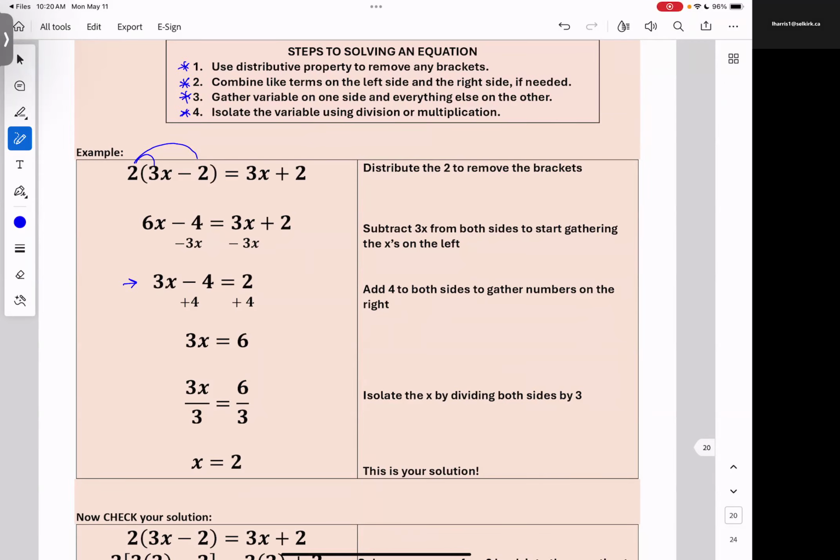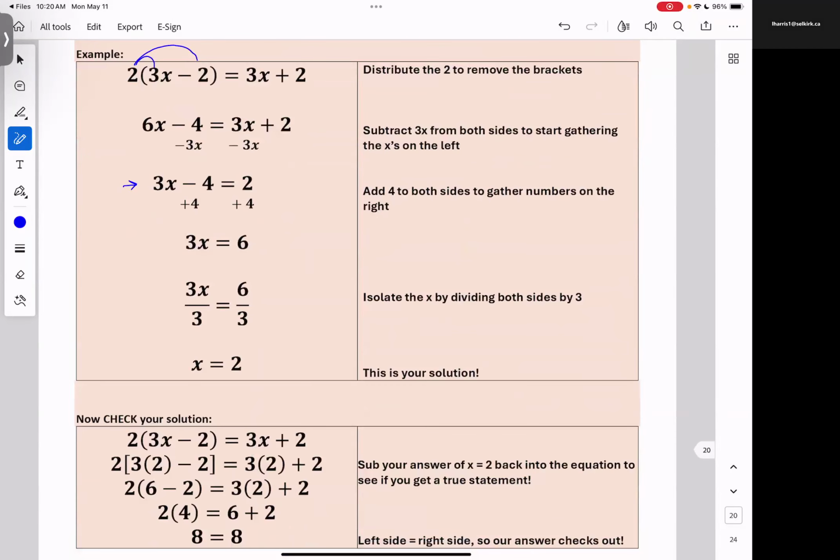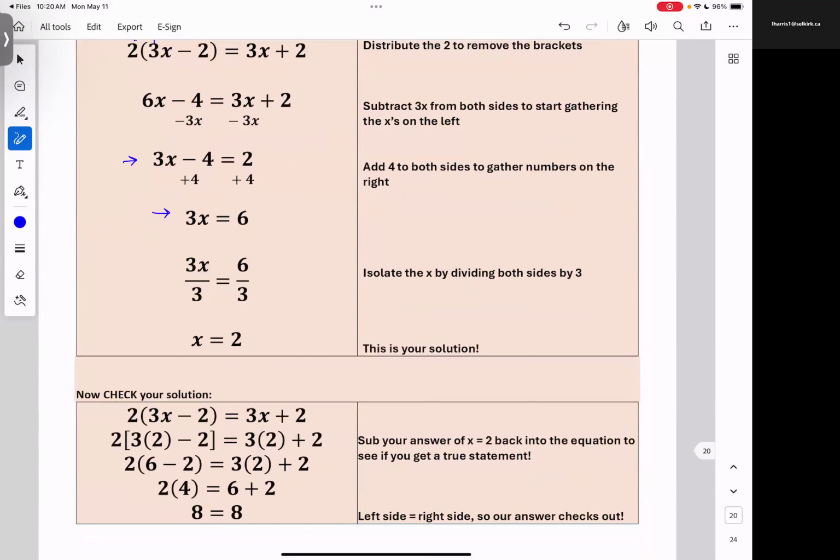And then we're still trying to gather our x's on the left and everything else on the right, which means that 4 needs to move over to the right. So they've added 4 to both sides to get rid of that 4 from the left, leaving them here with 3x equals 6. Okay, and then last step, they want to isolate their x by dividing by 3. So here they divide by 3 to be left with a single x on the left, and they get their answer of x equals 2.